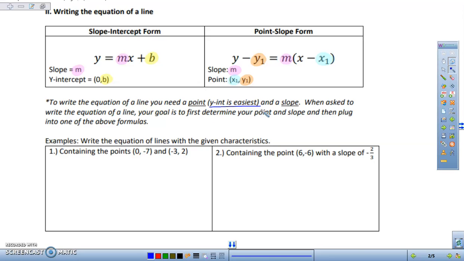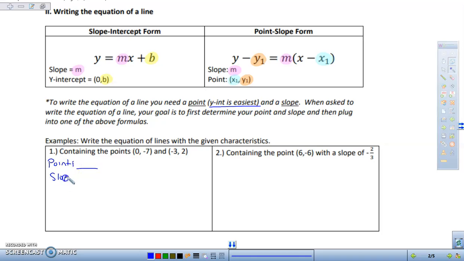Anytime you're asked to write the equation of a line, you should just be asking yourself, what point do I know? What slope do I know? So let's get started and take a look at some examples. The first example says, write the equation of a line that contains the points (0, -7) and (-3, 2).